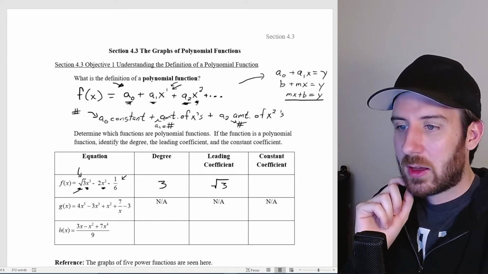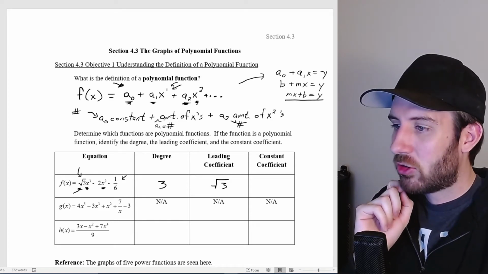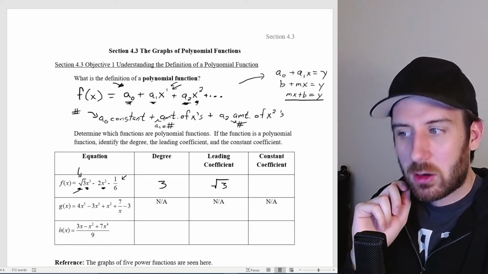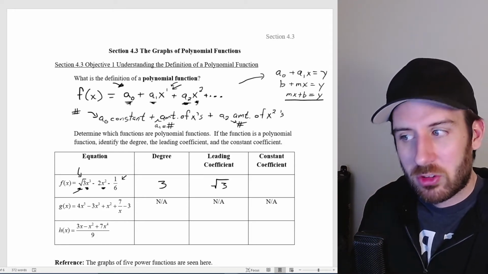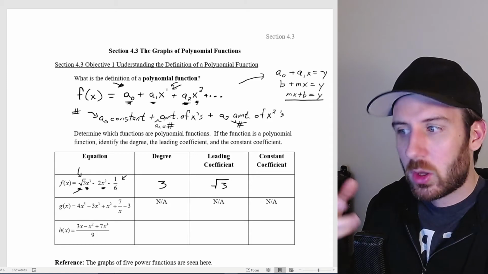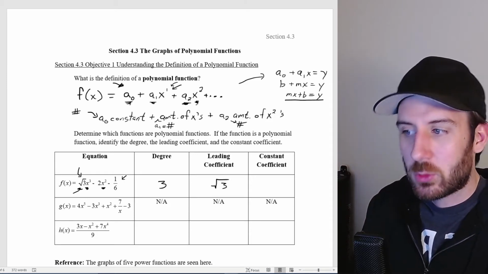Now, what about the constant coefficient? What's our constant? What's not changing? Well, again, we can think about this entire thing as being nothing more than a story. I'm asking questions of x, and I say, what happens if x equals 1? What happens if x equals -1? What happens if x equals 5 billion?